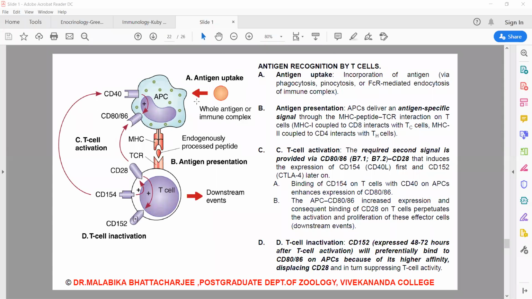So antigen uptake, antigen presentation by the MHC class 2 or 1, then downstream signaling events, activation of the T cell, and once that antigenic load is gradually removed from the blood or the peripheral lymphoid organs, further inactivation of the T lymphocyte.